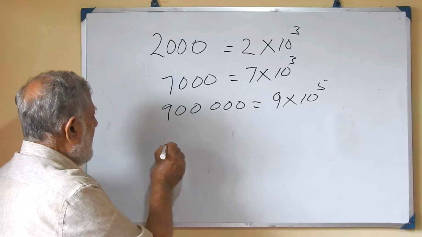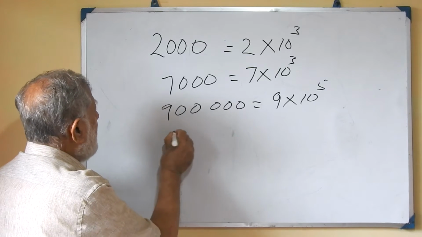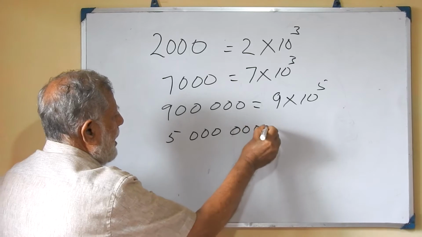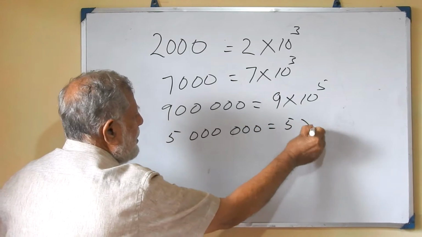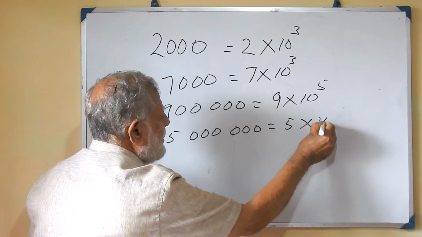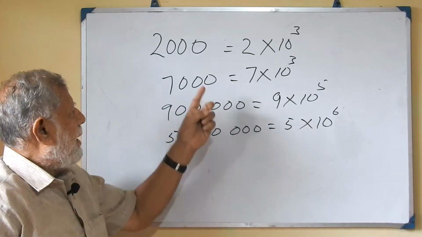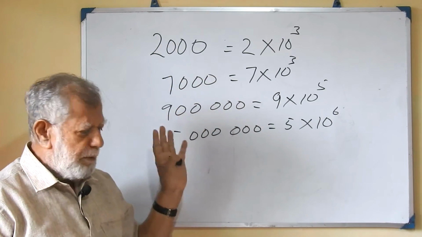So if you write, we will say 5 million, that's equal to 5 into 10 to the power of 6. 6 zeros. So when you have a number like this, this is how we write.